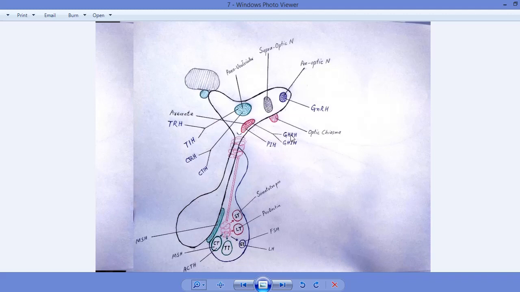One is the growth hormone releasing hormone. Growth hormone releasing hormone goes through the hypophyseal portal system and stimulates the somatotrope for the release of somatotropin or growth hormone. Growth hormone is also called somatotropin. So this is stimulated by the growth hormone releasing hormone. When the growth hormone releasing hormone stimulates the somatotrope, it releases the somatotropin.